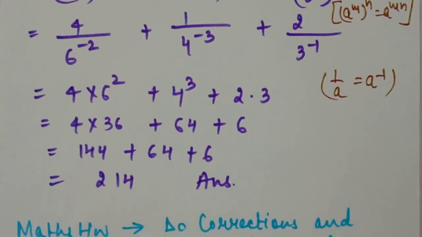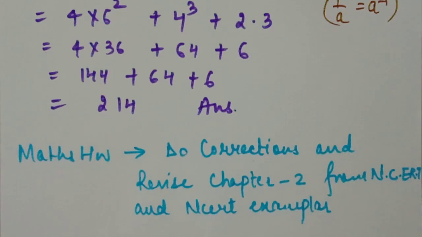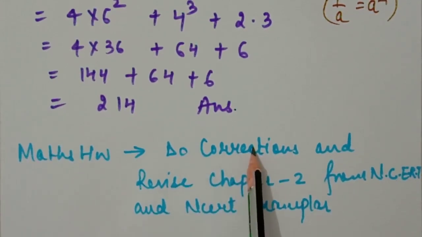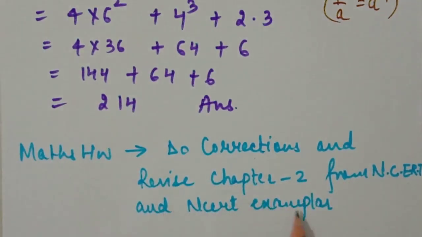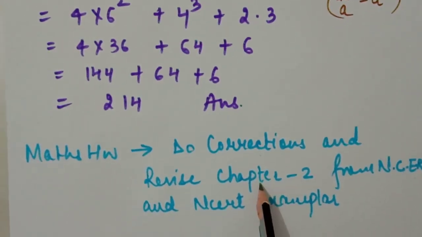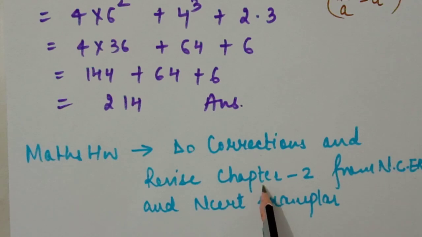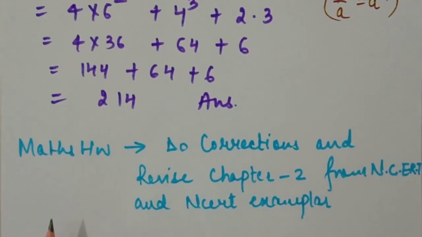Now your homework. So students, you have to do all the necessary corrections in your assignment questions and revise chapter number 2 from NCERT and NCERT exemplar. Students, from tomorrow we will start revision of chapter number 2 polynomials. So you should revise this chapter today. Then we will discuss all your doubts in concepts in tomorrow's live class.